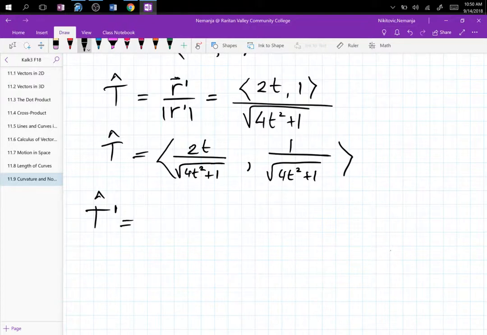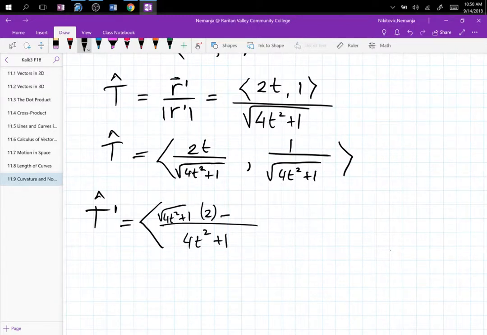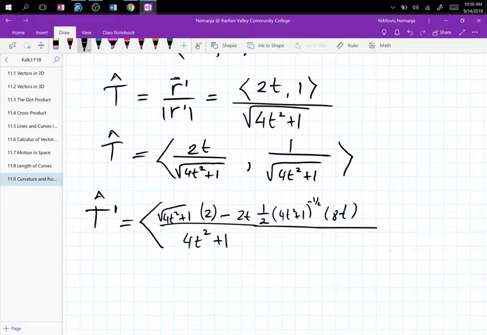T prime. And we have the quotient rule. Square the bottom. Then write 4t squared plus 1 times derivative of the top minus copy the top times derivative of the bottom, which is 1/2 (4t squared plus 1) to the negative 1/2 times the 8t, derivative of the inside. Beautiful. That's the first component.